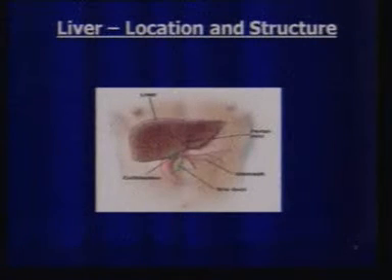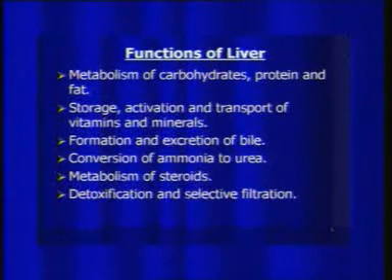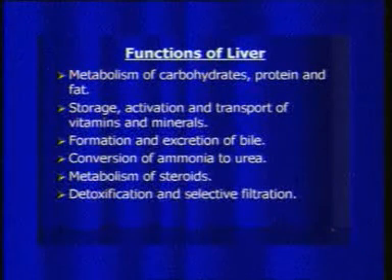It weighs about 1500 grams, and its structure, as you can see in the slide, has a right lobe and a left lobe, and the liver is supplied with blood through the hepatic artery and a portal vein. Our liver performs almost 500 functions, and therefore the liver is often called the powerhouse of the human body.